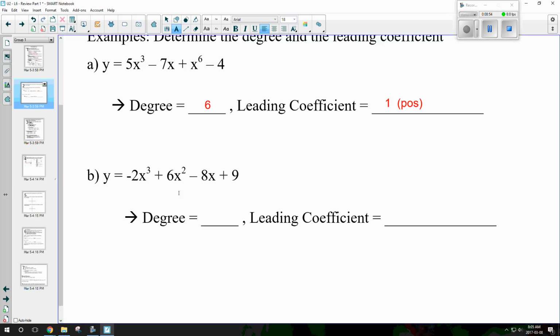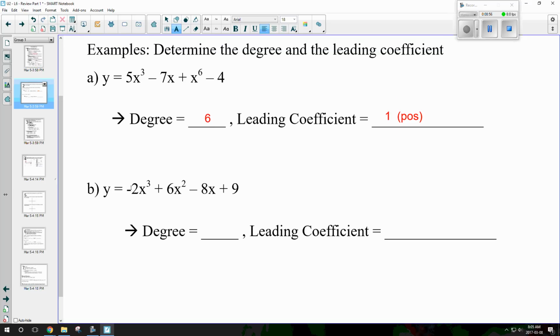Let's take a look at our second example here. Again, we're looking for our degree, so we look for the variable with the biggest exponent, which is this one here. So we have a degree of 3. And our leading coefficient, remember, is the number that's sitting in front of that variable, which in this case is a -2. So our leading coefficient is then a negative value.